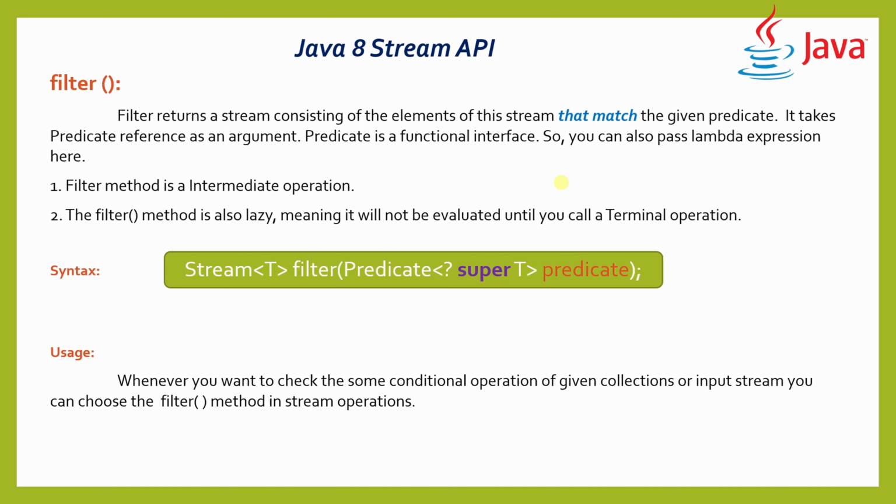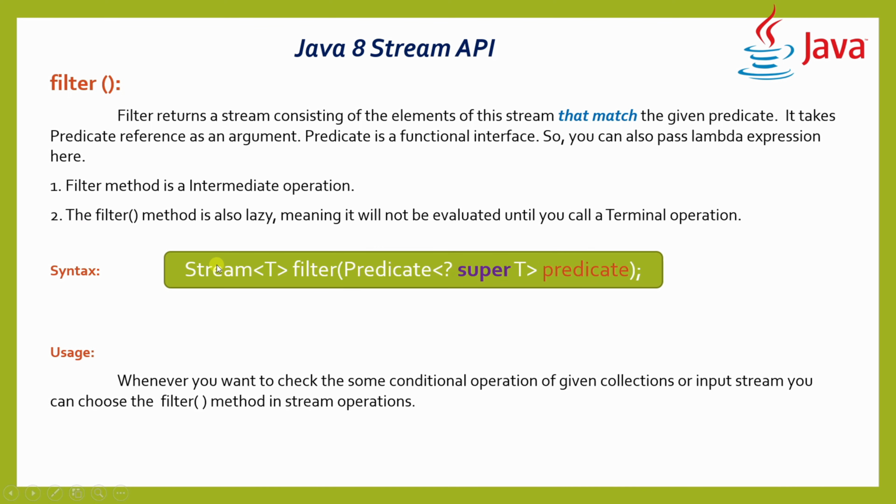In the last video we discussed the intermediate and terminal operations, right? One of the intermediate operations is filter. We will see the usage of the filter and how we use it programmatically. Filter returns a stream that contains the elements of the stream that match the given predicate.